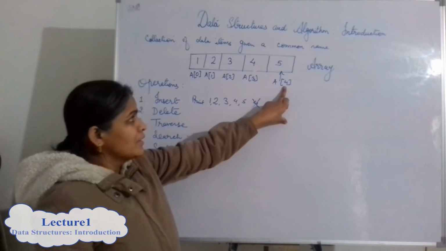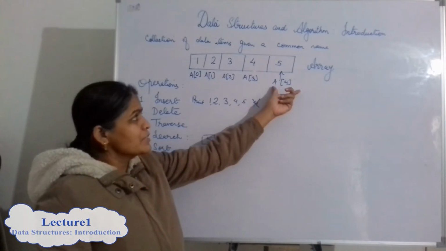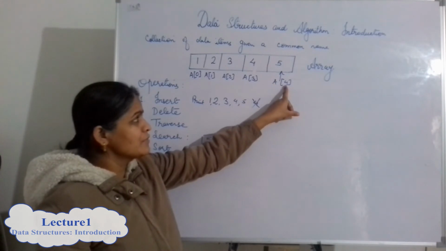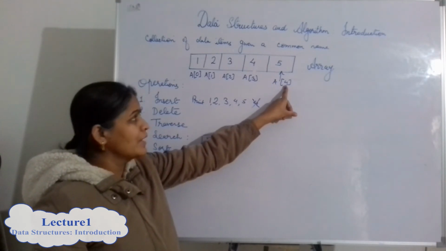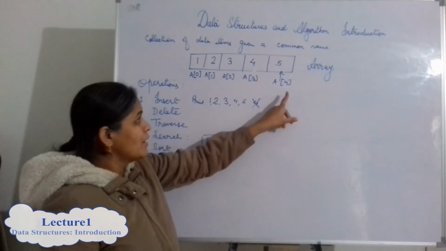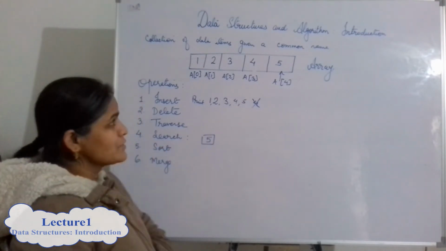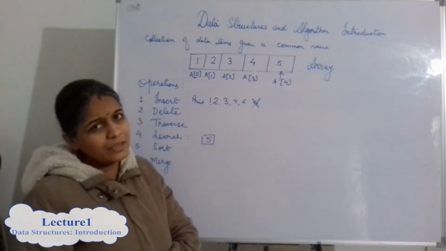So, at the location A4, that is array with index 4. Okay, array having the index 4. I found the element. So, this is called a search operation. Searching an element given a key value.